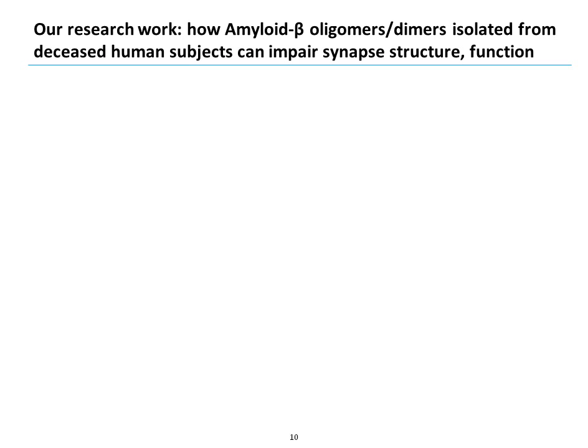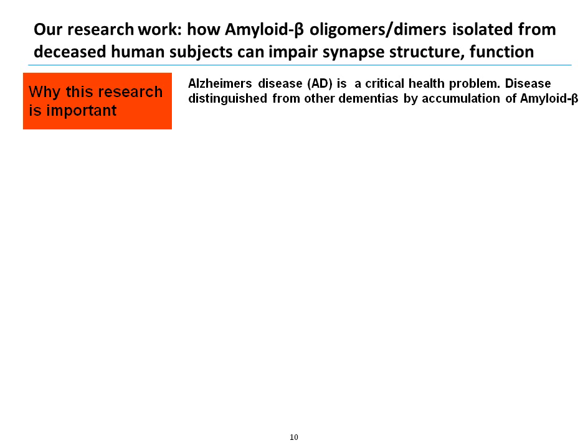So today we're going to talk about our research work, which focuses on how amyloid beta oligomers and dimers isolated from deceased human subjects can impair synapse structure and function. And this research is important because, as we all know, AD is a critical health problem. And the disease is distinguished from other dementias by the accumulation of amyloid beta in the brains of sufferers of AD.